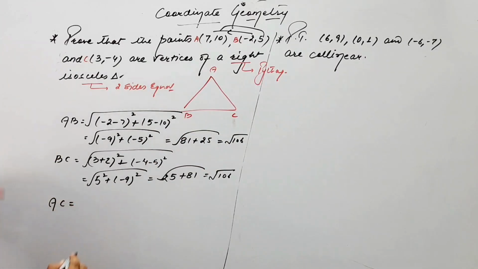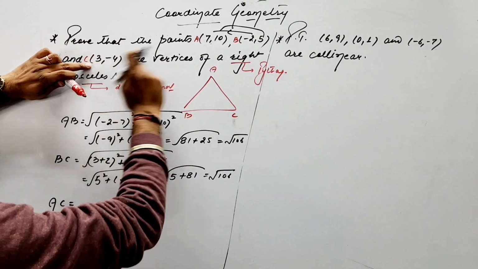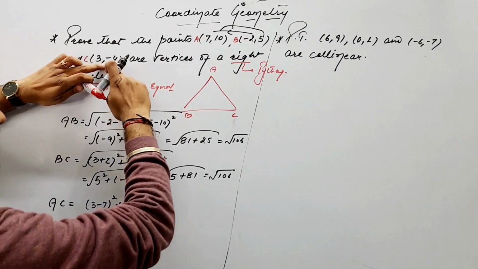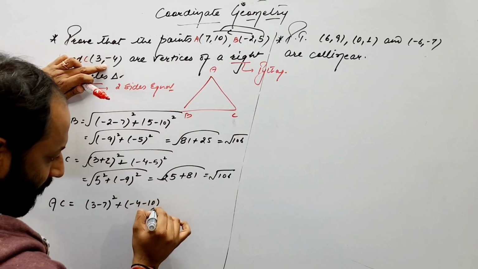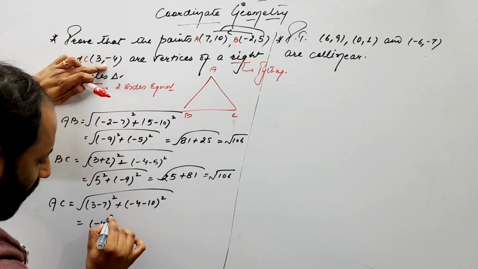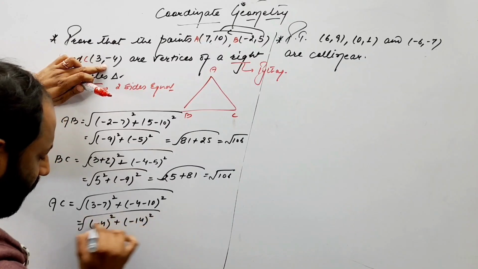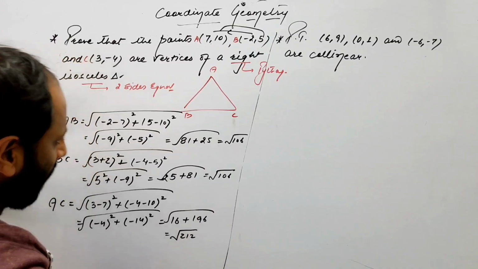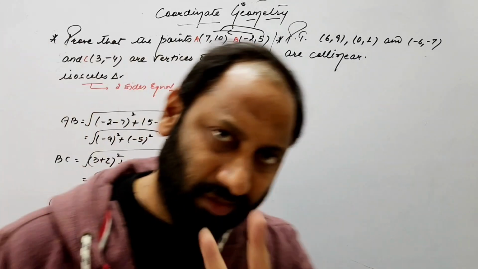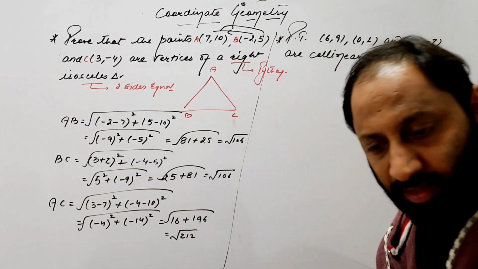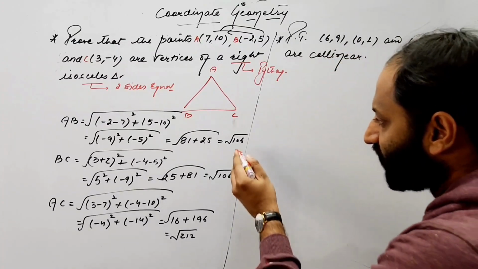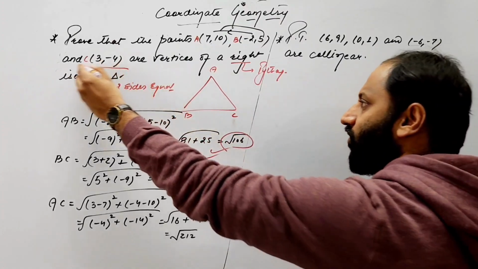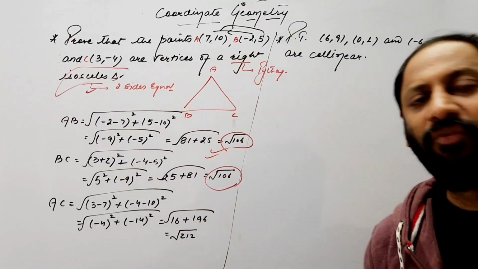Now we are left with AC. A and C, 3 minus 7, you can write 7 minus 3, no problem. Minus 4 minus 10. Minus 4 square plus minus 14 square, 16 plus 196. We have 212. So we have to prove two things. One is right angle triangle, another is isosceles. Isosceles is done, two distances are equal, so this part is okay.